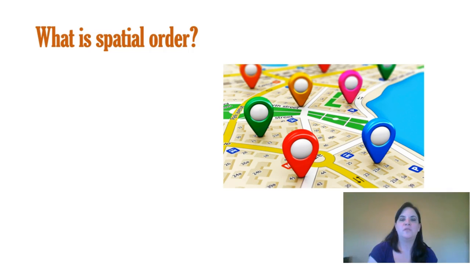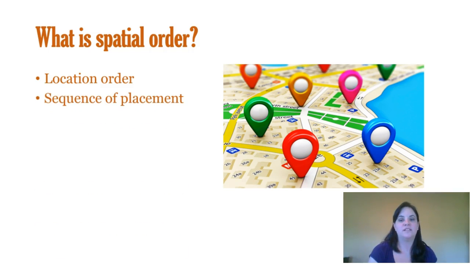So let's start by reviewing what spatial order is. This is location order. When we learned about chronological order, we wrote things in a sequence of time. With spatial order, we're writing things in a sequence of placement, where things are in relationship to each other. This is used when you're describing something, what something looks like.